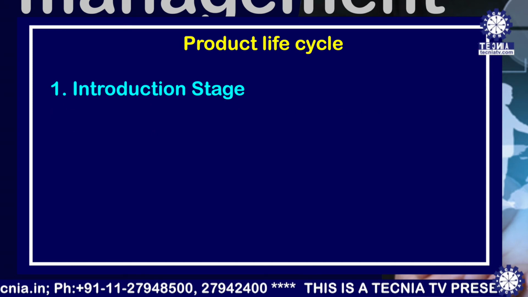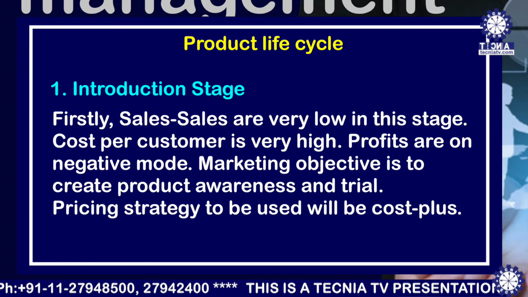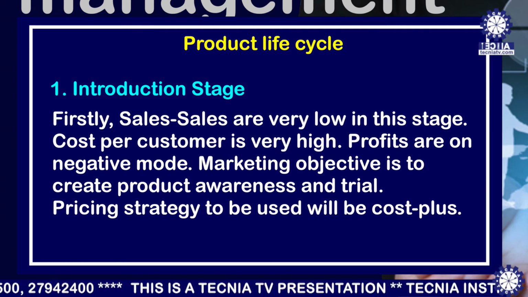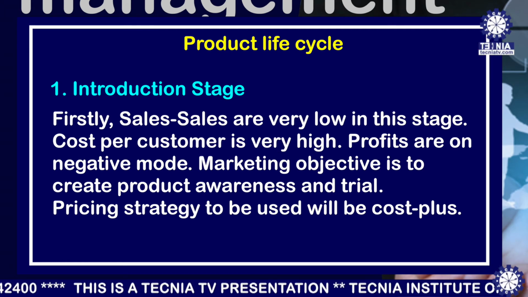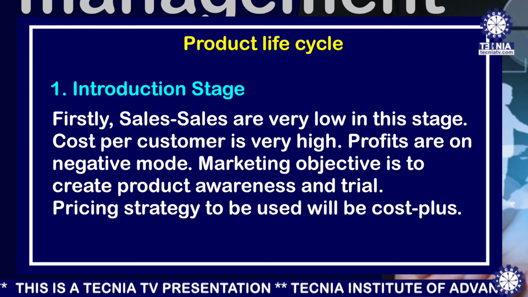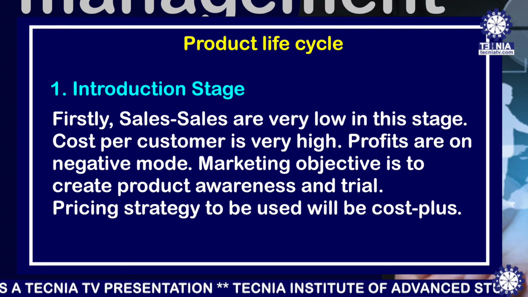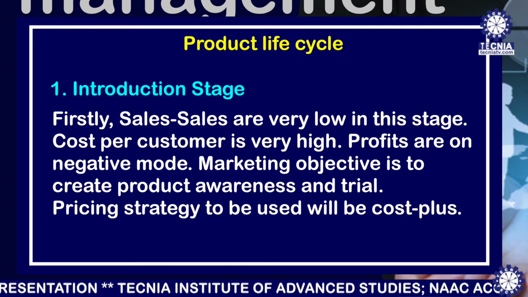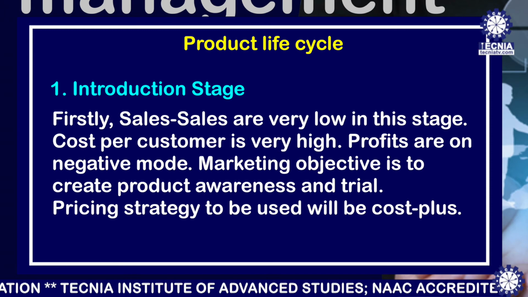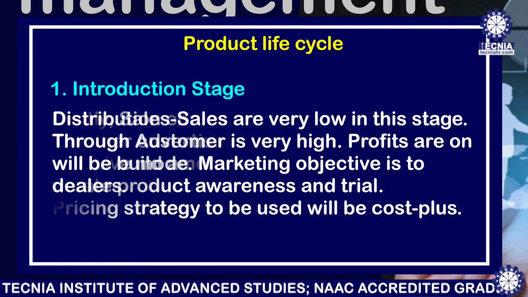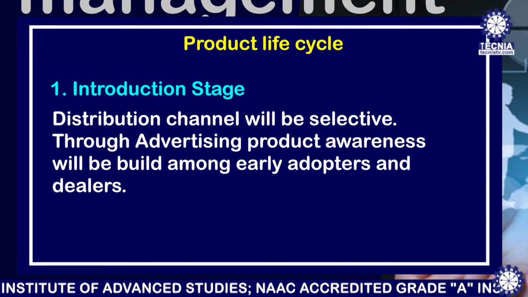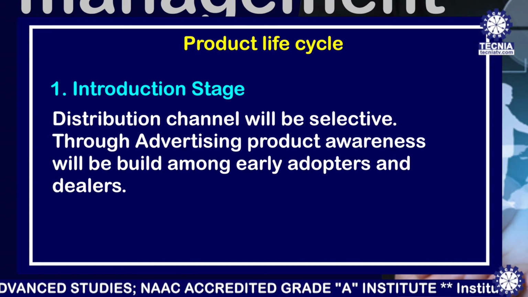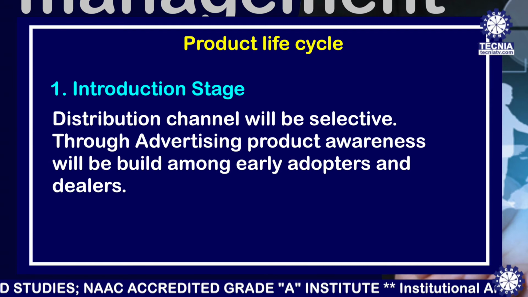Number 1, introduction stage. Firstly, sales. In this stage, sales are very low. Number 2, cost per customer is very high. Profits are on negative mode. Marketing objective is to create product awareness and trial. Pricing strategy to be used will be cost plus. Distribution channel will be selective. Through advertising, product awareness will be built among early adopters and dealers.